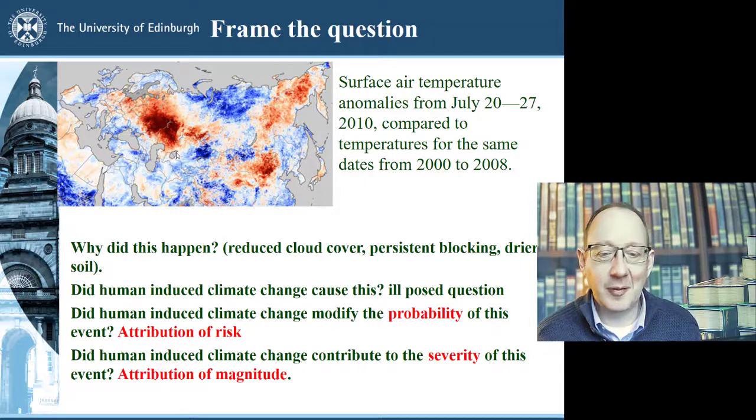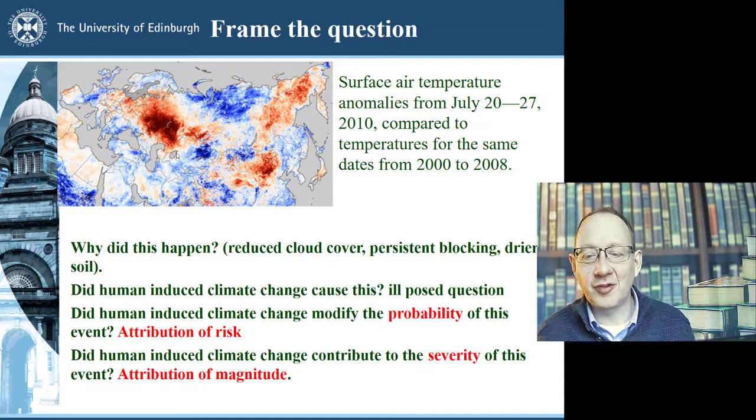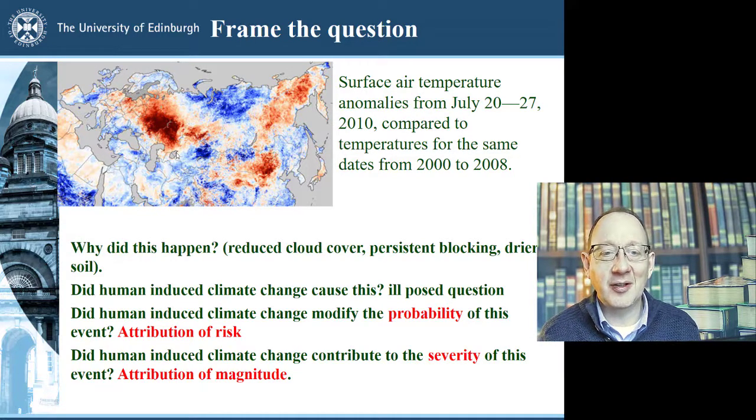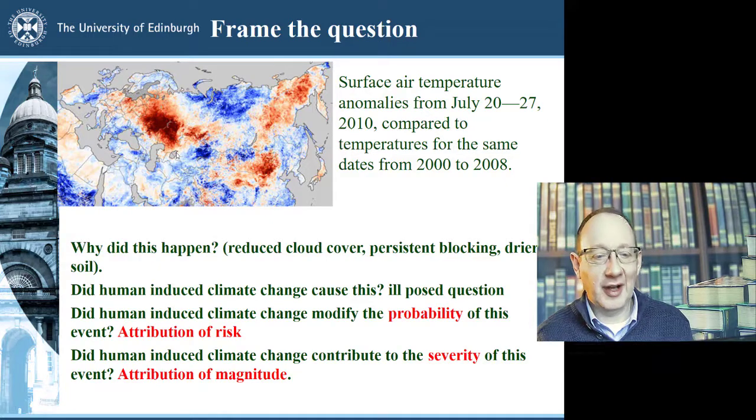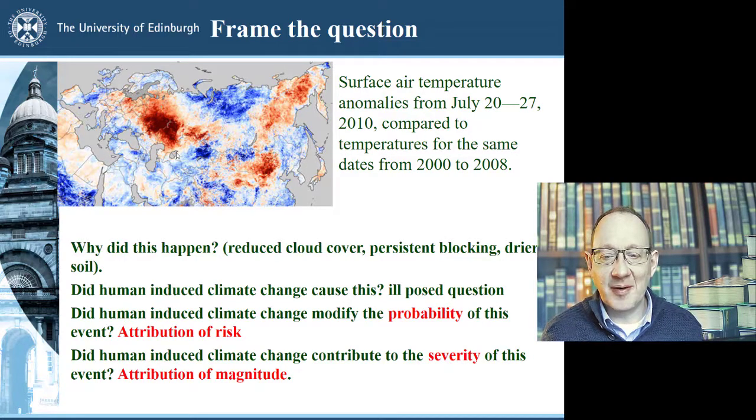Okay, so then say, well, did human-induced climate change cause this? This is an ill-posed question. We cannot, for a single event, say humans caused it, because those kinds of events, those circulation conditions, happen regardless of human influences. So I think that's a key idea. We're not talking about cause. Instead, what we're doing is we're asking, did human-induced climate change modify the probability of this event? So it's attribution of risk, not cause.